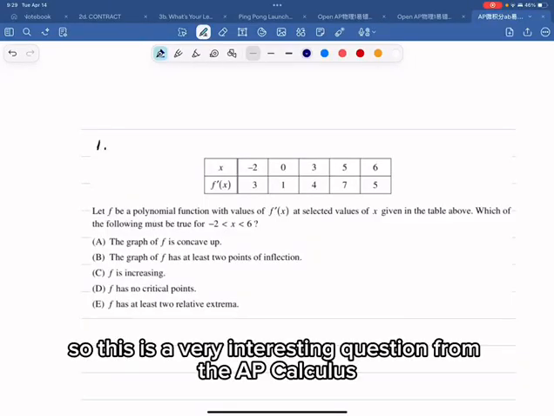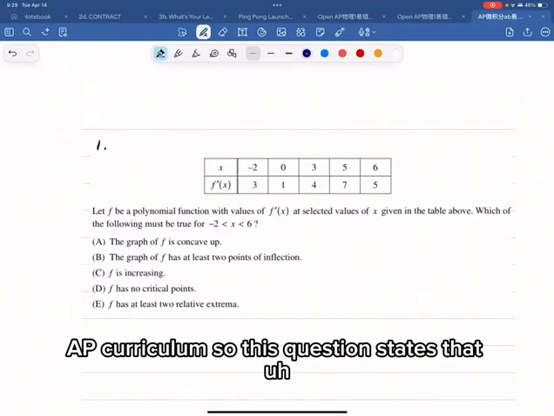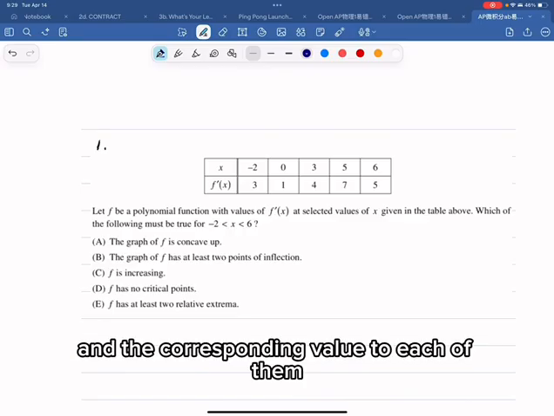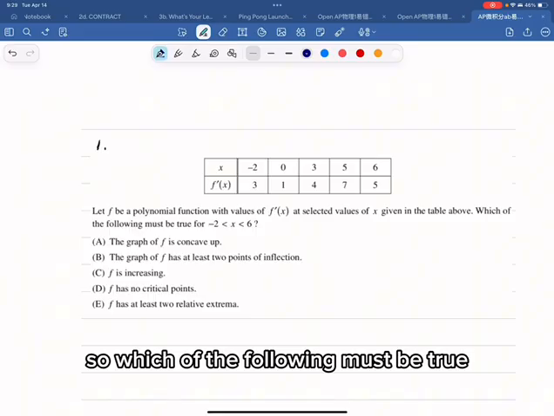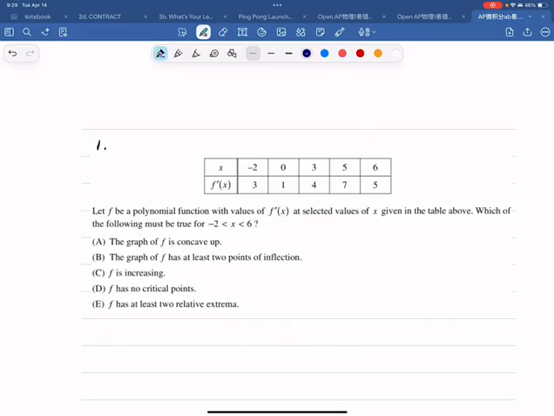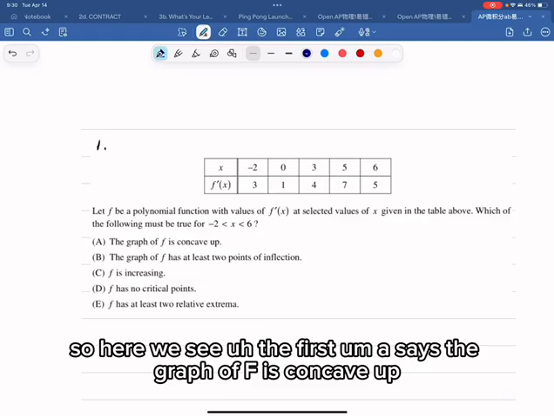So this is a very interesting question from the AP Calculus curriculum. The question states that we have f prime of x and x, and the corresponding value to each of them. Which of the following must be true at -2 < x < 6? The first option, A, says the graph of f is concave up.